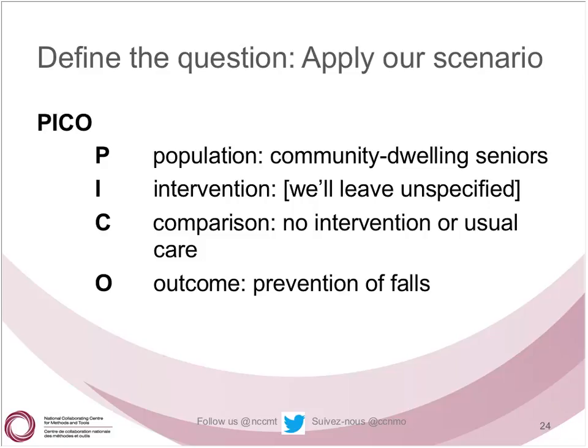Sometimes we would define an elderly group as over 75. So we could get progressively more specific, but for the time being, we'll define it as community dwelling seniors. The intervention, in this case, we're going to leave that unspecified for our scenario. And I'm saying this partly to say sometimes you don't know, you can't define it. And we haven't made any decision about what kind of intervention we want to implement.